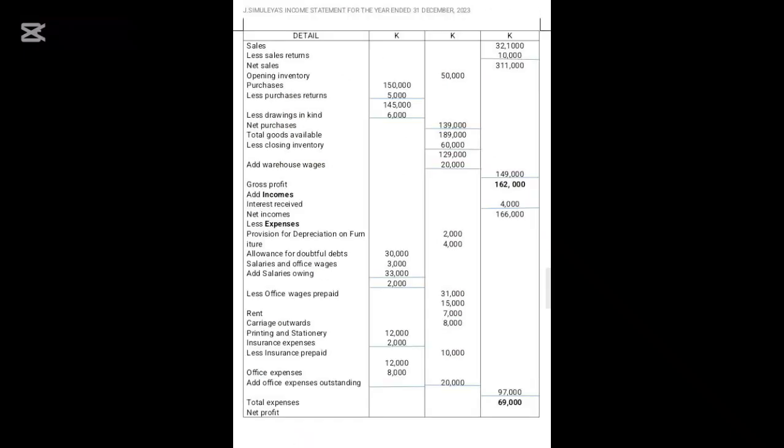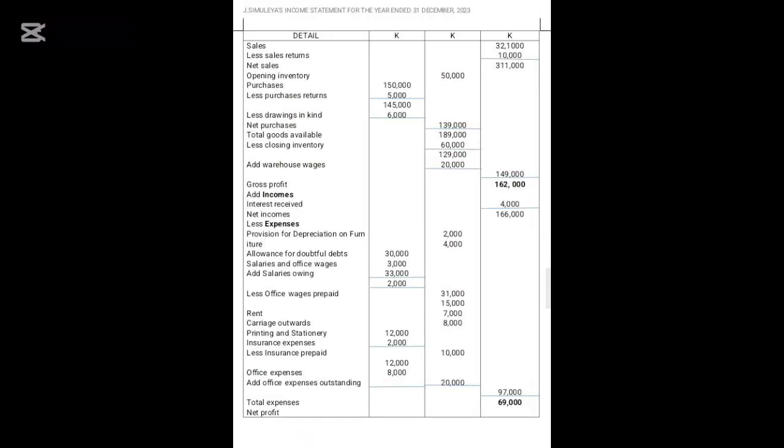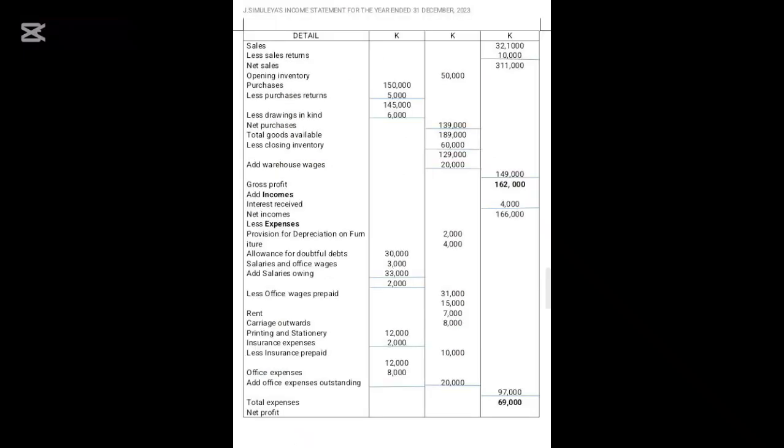Then we have purchases of 150,000. We also have less purchases returns. We have some purchases which were returned costing 5,000, so we deduct, which gives us 145,000.